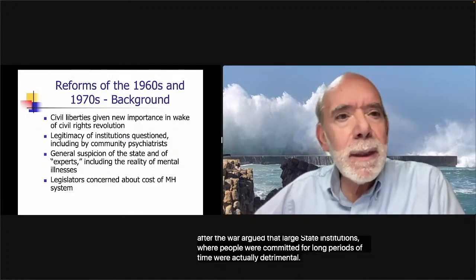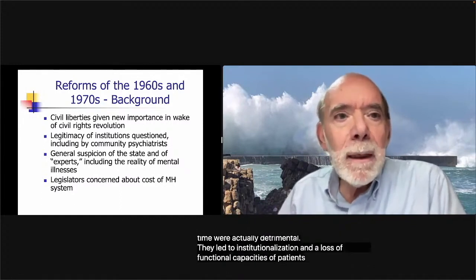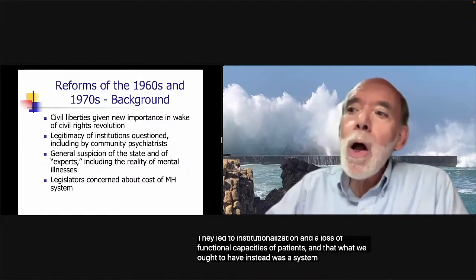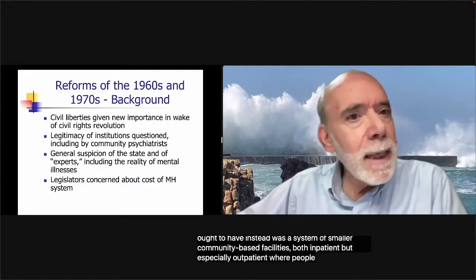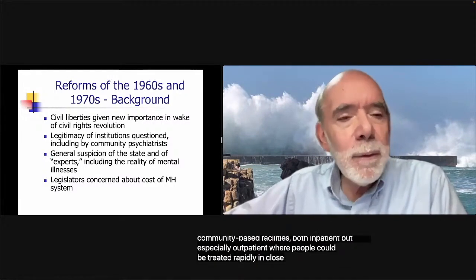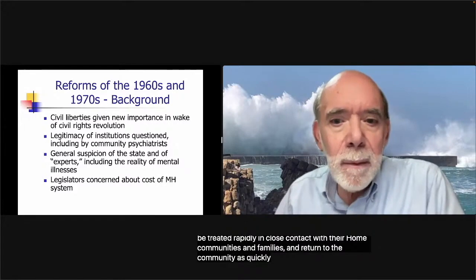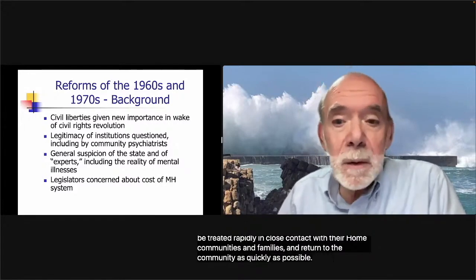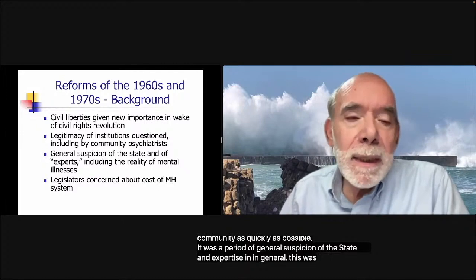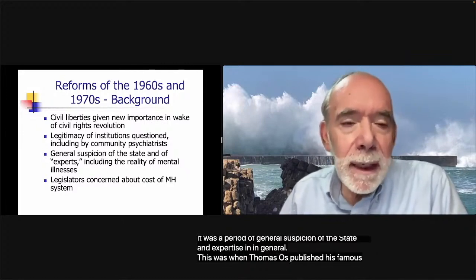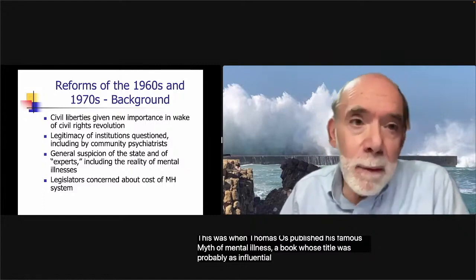They led to institutionalization and a loss of functional capacities of patients, and what we ought to have instead was a system of smaller community-based facilities, both inpatient but especially outpatient, where people could be treated rapidly in close contact with their home communities and families and return to the community as quickly as possible. It was a period of general suspicion of the state and expertise in general. This was when Thomas Szasz published his famous Myth of Mental Illness, a book whose title was probably as influential as anything that was in the book.